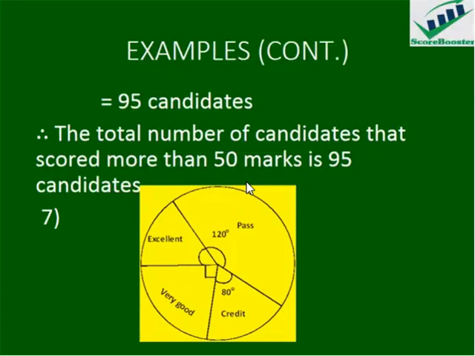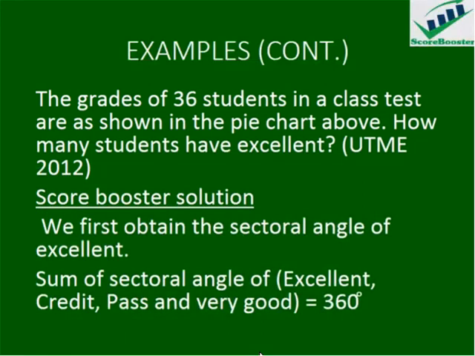Now we move to question 7. In question 7, here we can see that we're talking about a pie chart. So this is a right angle which is equal to 90 degrees. So now let's read the question. The question says the grade of 36 students in a class test are shown in the pie chart above. How many students have excellence?